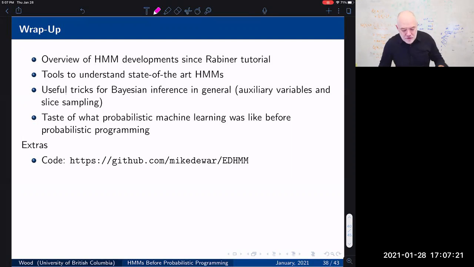I wanted to introduce to you the idea of auxiliary variables. You should look at these slides and sort of grok what's going on. It's really pretty cool. And slice sampling, just to give you a sense of what probabilistic machine learning was like before probabilistic programming. And it's still quite useful, in particular when you want to be able to inject knowledge about the underlying problem, right? And that can be difficult to do in some modern applications and more modern techniques.